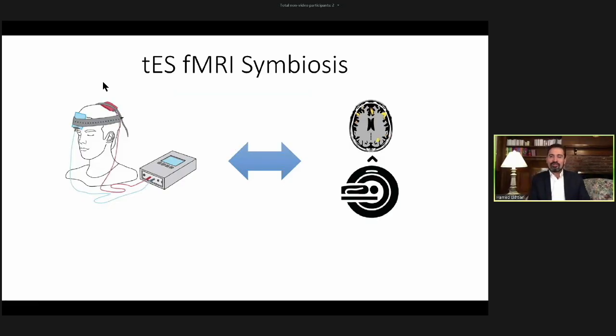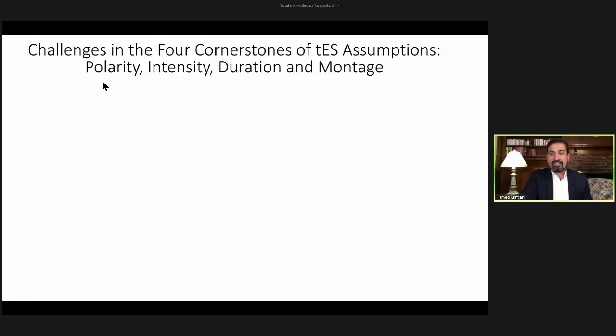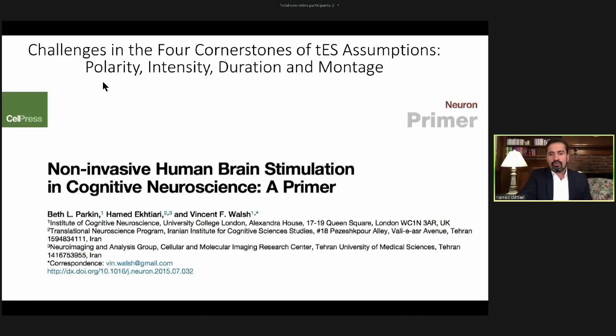Just to conclude, there are really exciting potentials for combining transcranial electrical stimulation and fMRI, and there are definitely lots of challenges that we need to handle in the future. I think we're still at the first step in getting a better idea of how polarity, intensity, duration and montage of electrical stimulation change what happens inside the brain. I'll refer you to a paper we published in Neuron about those challenges. I think it is still really helpful for those interested in getting a better idea about the potentials in the field.